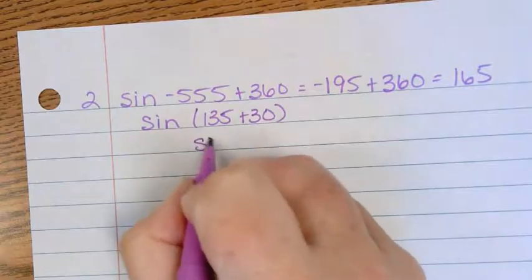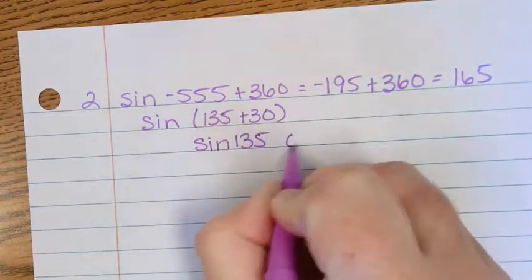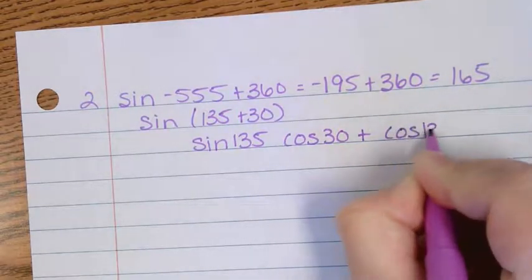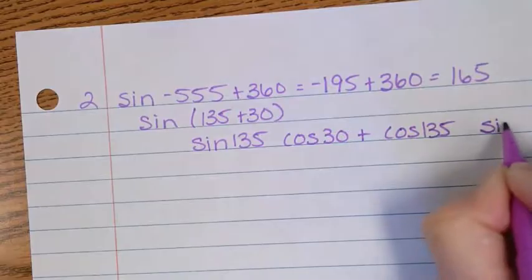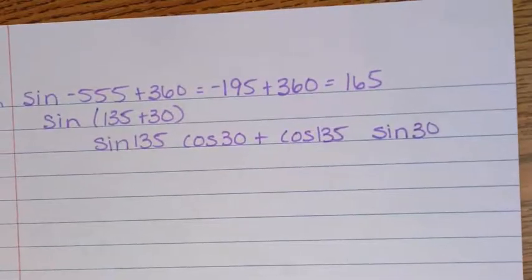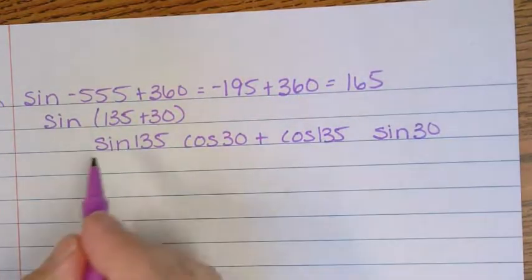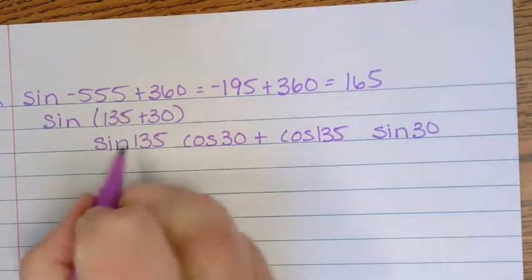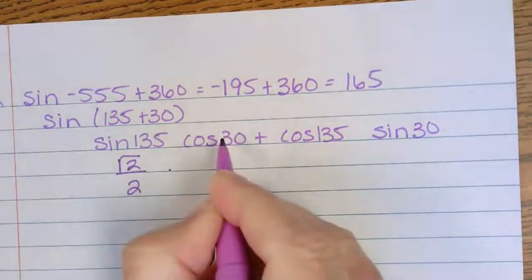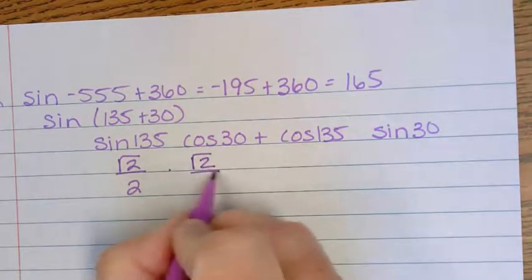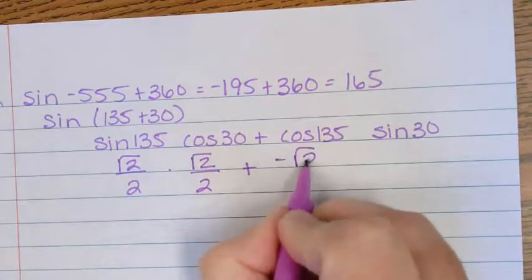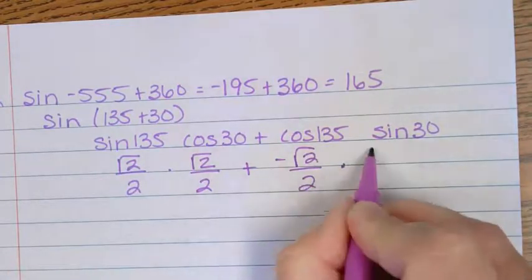So sine, cosine, cosine, sine. And now here we go, unit circle. Sine of 135 is square root 2 over 2. Cosine of 30 is square root 3 over 2. Cosine of 135 is negative square root 2 over 2. And sine of 30 is 1/2.